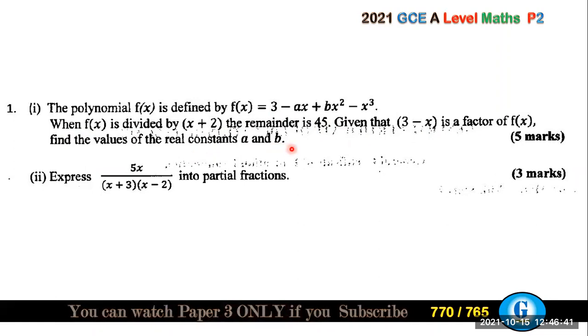So with this question, we have to apply the knowledge of the factor and remainder theorems. And we know that x plus 2 is not a factor. That is why the remainder is 45. On the other hand, 3 minus x is a factor, which means the remainder is 0. So we can form two equations with two unknowns a and b, and we solve that simultaneous equation. Let us answer the first part of question 1, and then we move to the partial fractions.